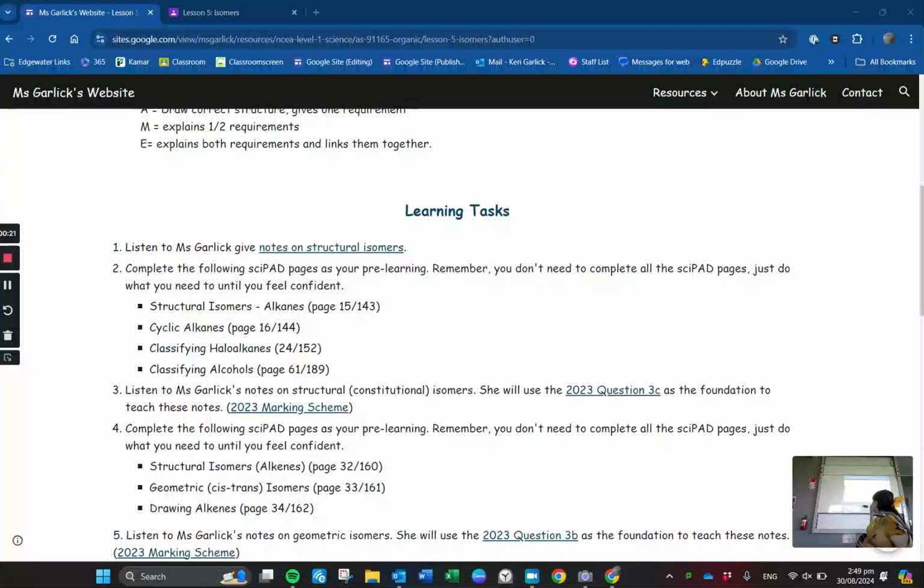Cool. So what I want to show you guys for today: we did some notes on structural isomers yesterday. You guys have been working through some of the SciPad pages. I want to show you how the material you're doing right now is going to be used in an exam question, just so you can see where we're working towards and how you can apply what you're already learning. As always, I pick from the past exams so you can see exactly how it's being used.